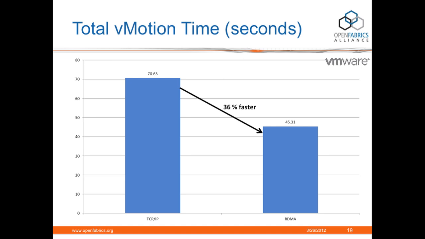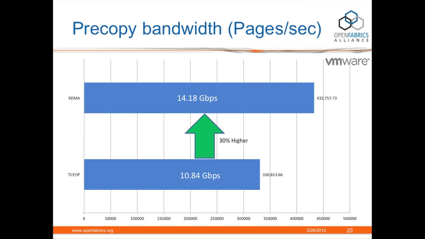So getting into the results, the total vMotion time went down by 36% from 70 seconds to 45 seconds. The Precopy bandwidth in pages per second went up by 30%. This is 10%. So another thing to keep in mind is PCIe Gen 2, ConnectX-2. So the theoretical limit we're looking at is about 26 gigabits per second.